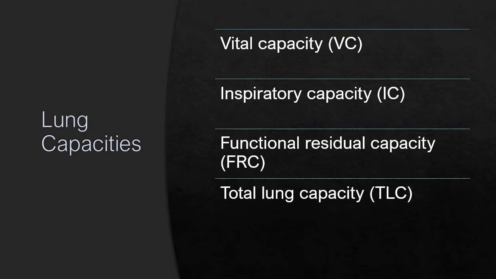Lung capacities are made up of two or more lung volumes. The first one we'll talk about is the vital capacity. The vital capacity is the maximum volume of air that can be exhaled after a maximal inspiration. It includes the tidal volume, the inspiratory reserve volume, and the expiratory reserve volume. It's about 4,800 milliliters in an adult male and about 3,200 milliliters in an adult female.